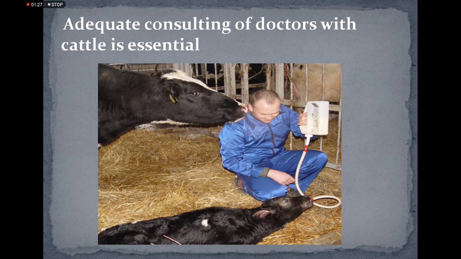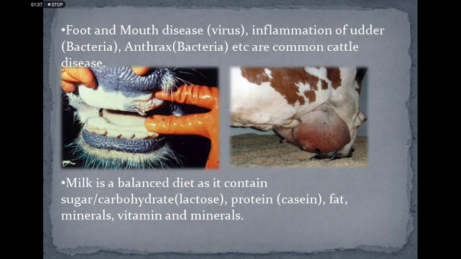Adequate consulting of doctors with cattle is essential because many diseases are present. Foot and mouth disease, inflammation of udder, anthrax, etc. are common cattle diseases. Anthrax is a disease that transmits from these cattle to humans and it is a dangerous disease. Milk is a balanced diet as it contains sugar, protein, fat, minerals, vitamins, etc. And milk sugar is known as lactose and protein is known as casein.